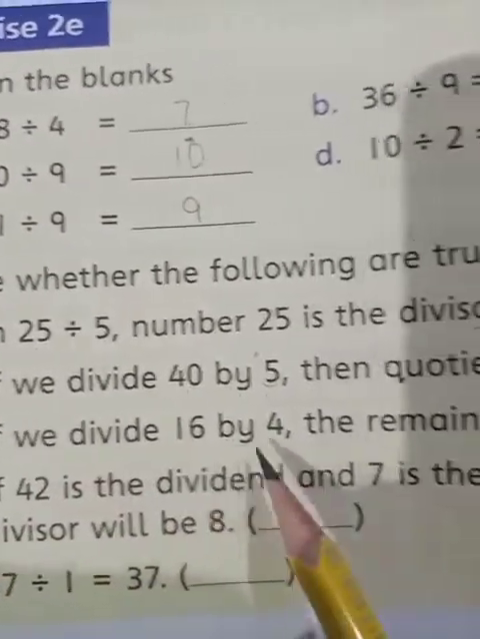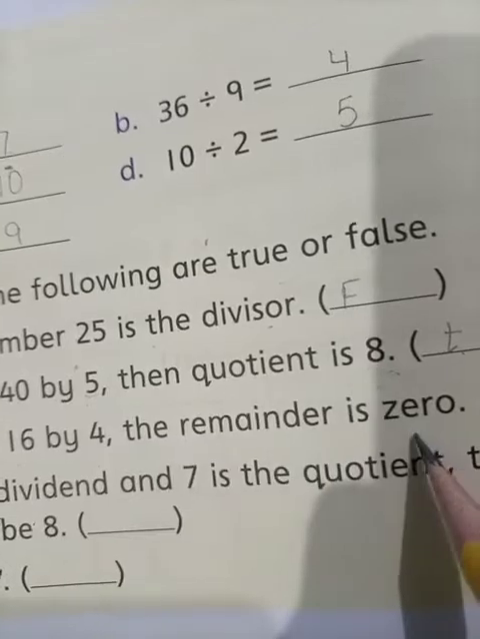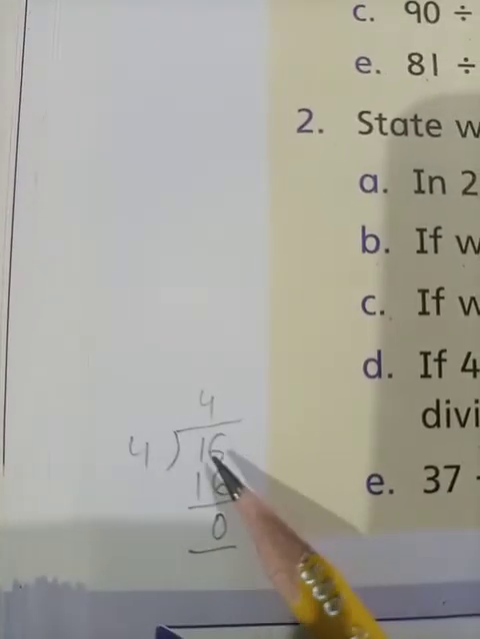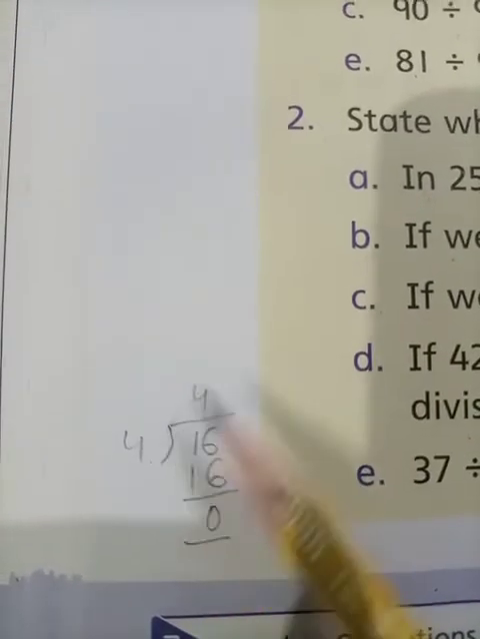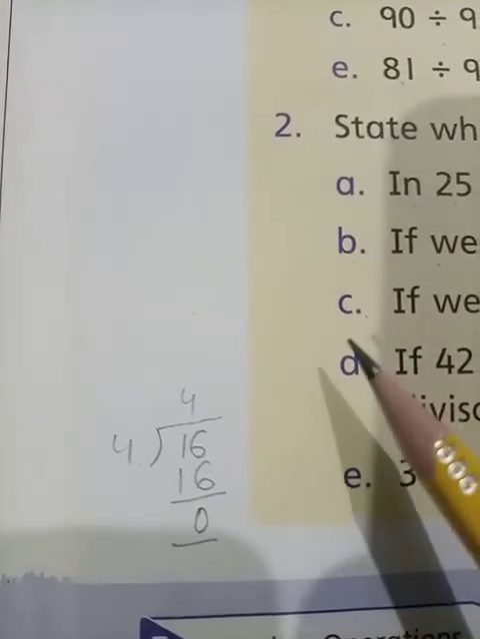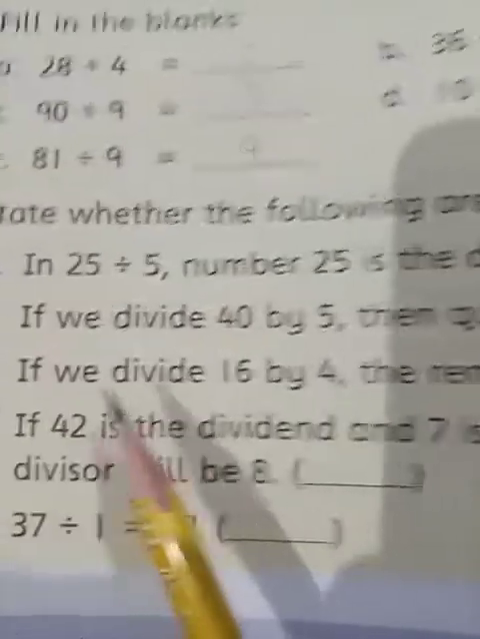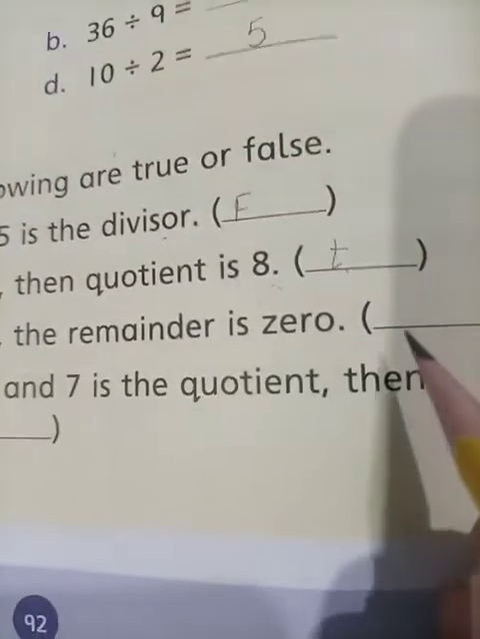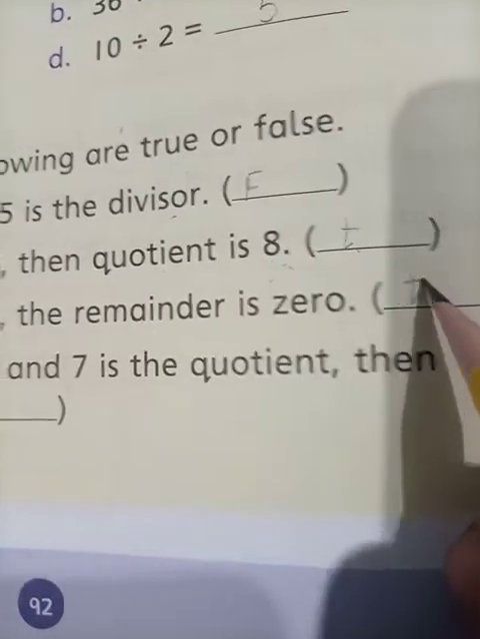Next is C. If we divide 16 by 4, the remainder is 0. Let's divide it. So students, when I divide the dividend, that is 16 by 4, 4 4s are 16, so my remainder is 0, which means that this third statement, if we divide 16 by 4, the remainder is 0, is true. So I am going to write T for true.